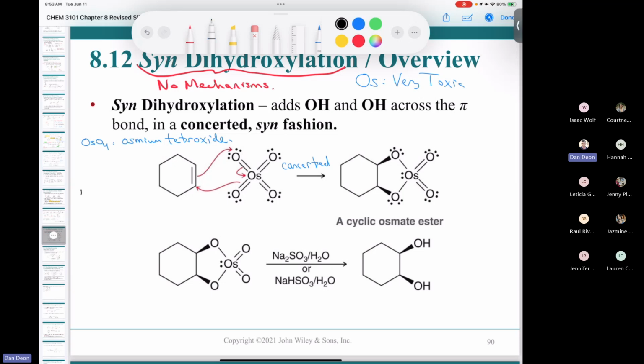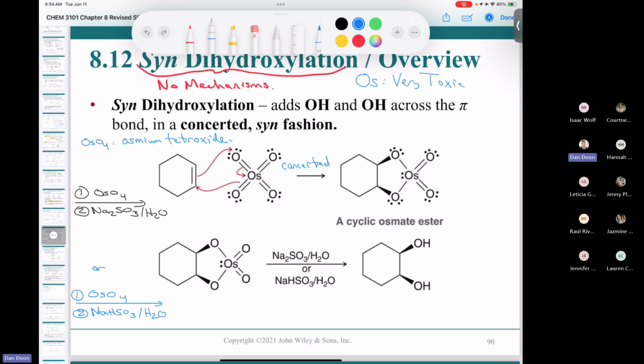There's 2 possibilities. Step 1, OsO4. Step 2 would be sodium sulfite in water. So we just write /H2O so everybody knows it's aqueous. Or you can write OsO4 and sodium bisulfite in water for your second step. Okay, so it just means the sodium bisulfite or the sodium sulfite is dissolved in water. That's all that means. Okay.